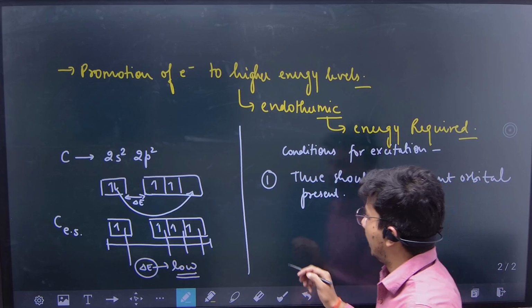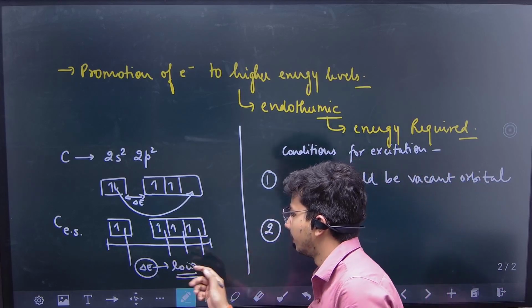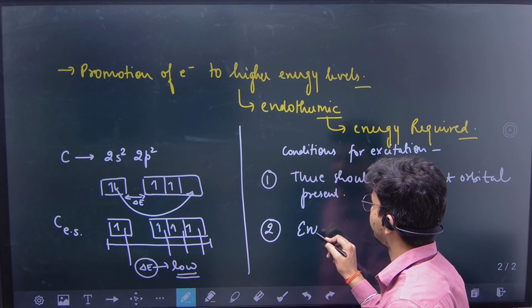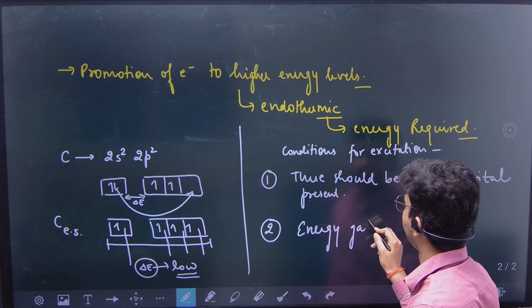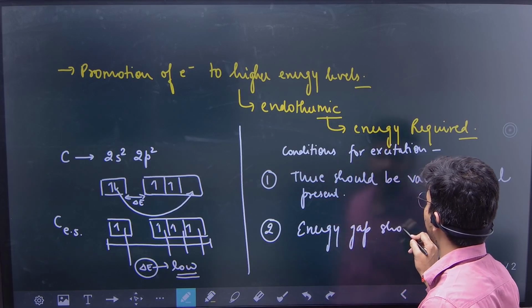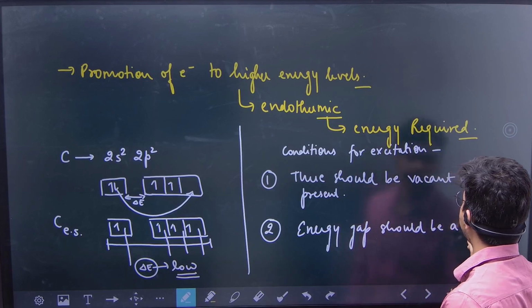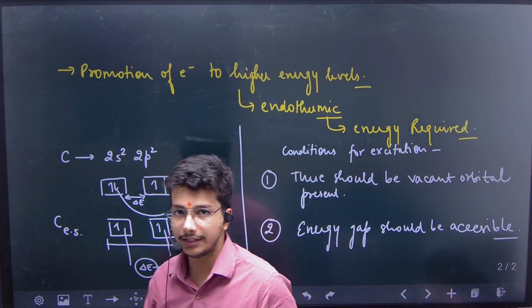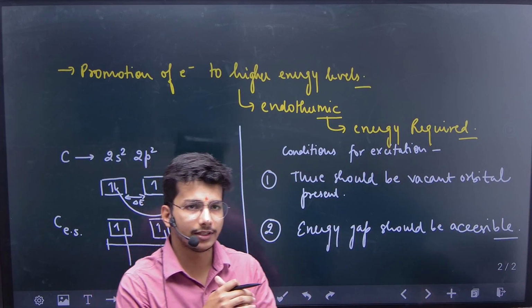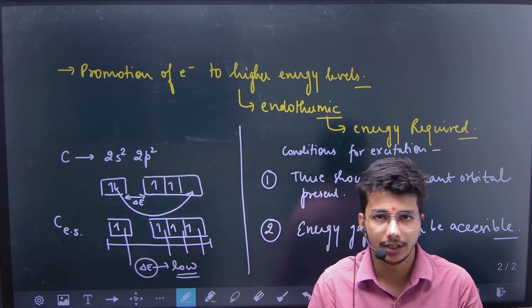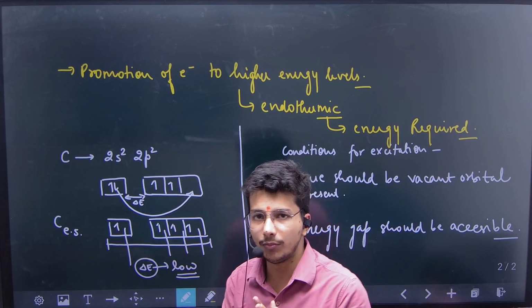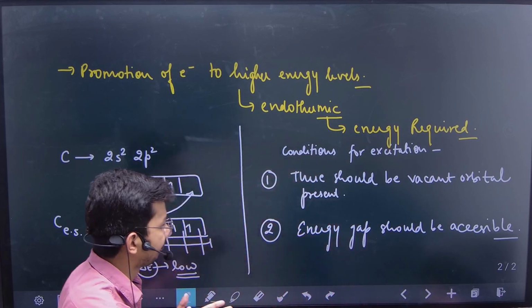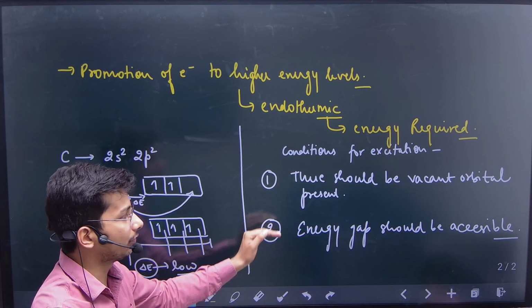Okay, and the second is this, that the energy gap should be accessible. The energy gap should be low, you can say, or you can say it is accessible. Okay, it can be fulfilled at room temperature by thermal energy. So these are the two primary conditions for excitation.